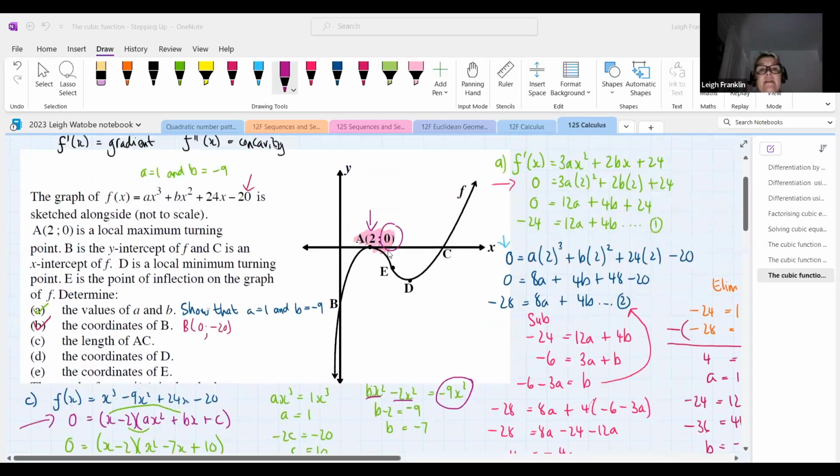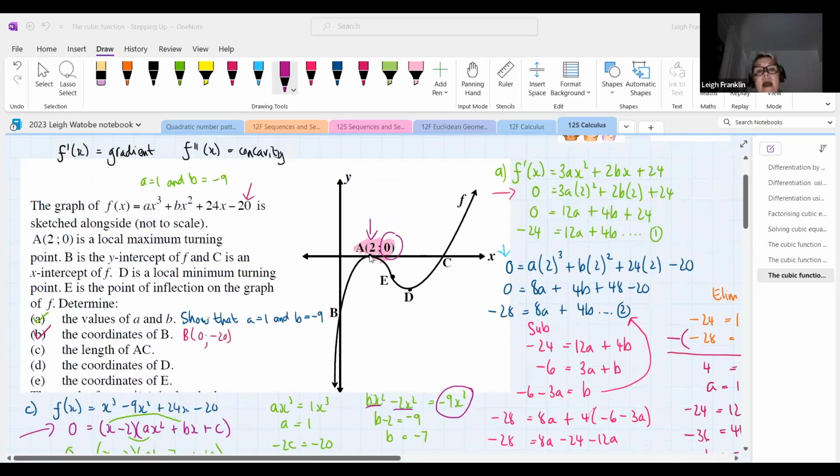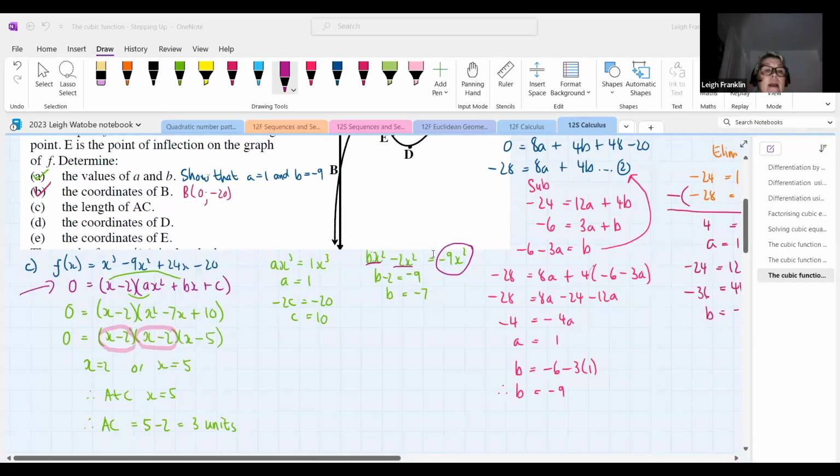Okay, so think about it like this. If you're standing at A, you're on 2. If you're standing at C, you're on 5. So all you need to do is walk 3 steps forward to get from A to C. That's all they want from you.